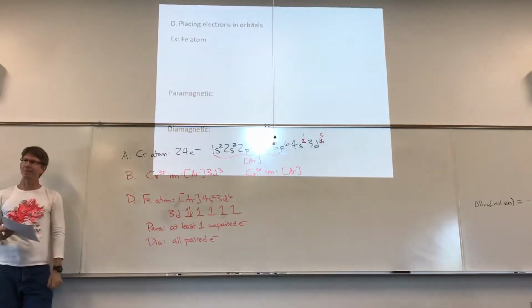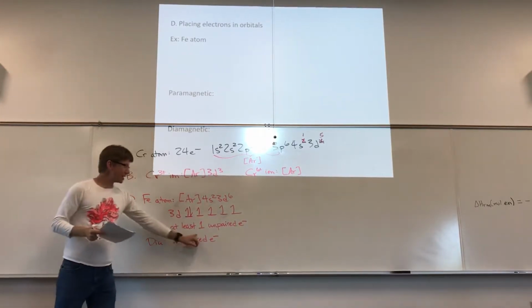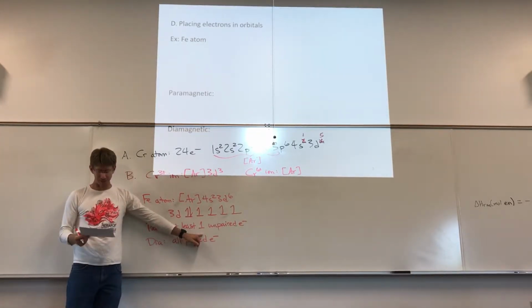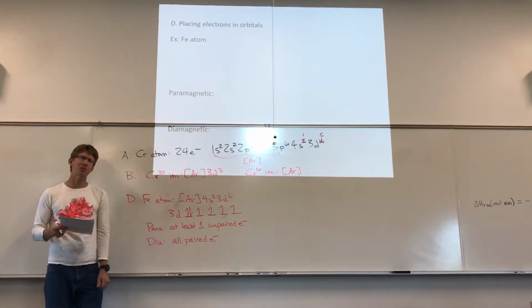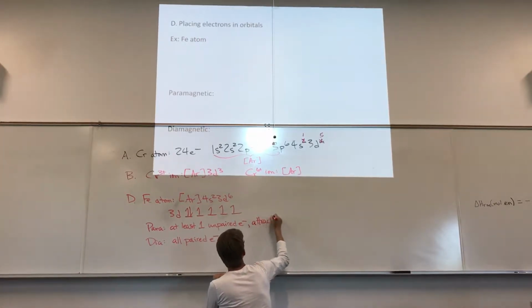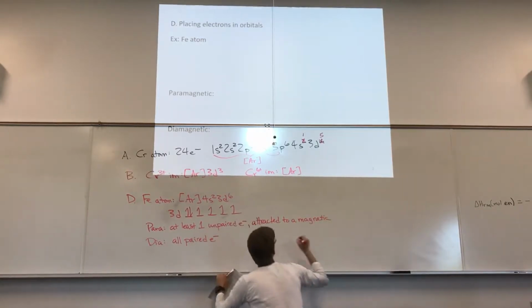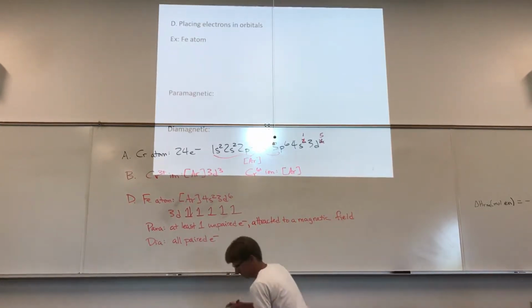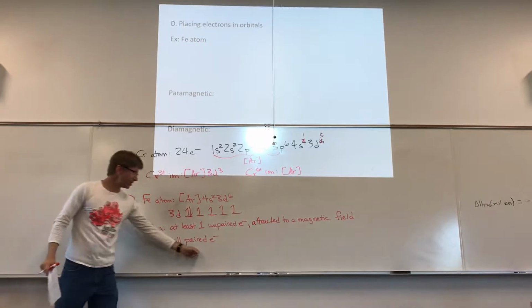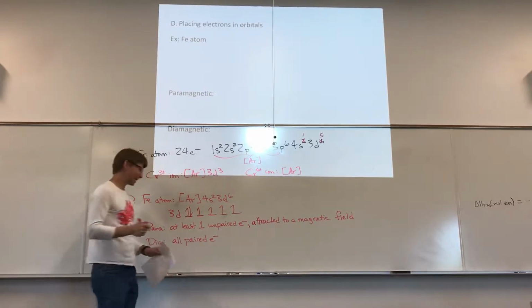So the iron atom is paramagnetic. And then we want to say something else about these as well. When a substance is paramagnetic, it has at least one unpaired electron. Also, it is attracted to a magnetic field. Diamagnetic, on the other hand, means all paired electrons. That actually makes it so that the substance is repelled by a magnetic field.